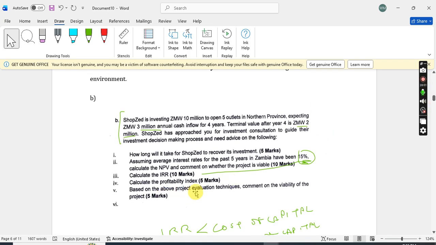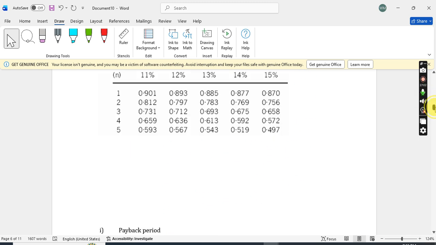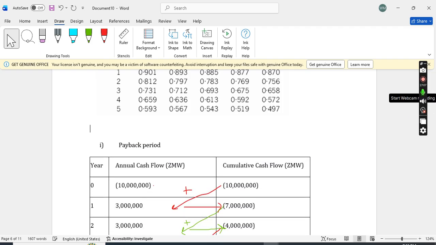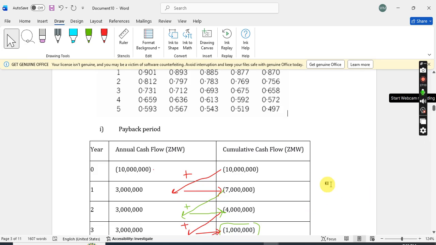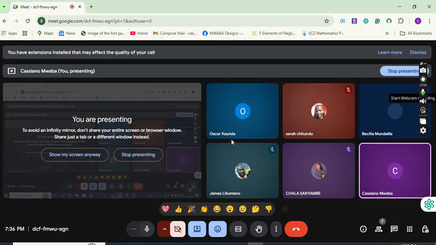Based on the above project evaluation techniques, comment on the viability of the project. ShopZ should not invest in this project. Why? First, with the payback period, at least you're recouping your money in 3 years. So that is a good sign. It can give you hope. Amongst the techniques here, it's only the payback period that is supporting this project, because you recoup your money back in 3 years, which is a short time to recoup it back.